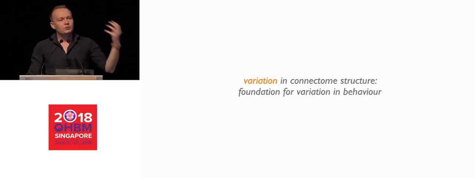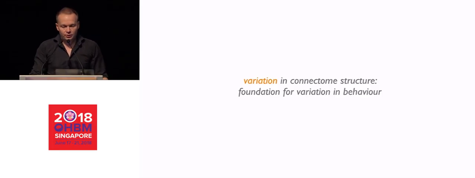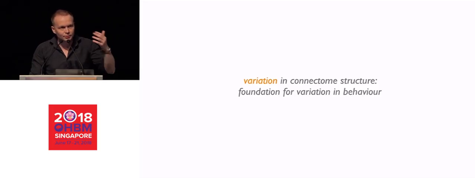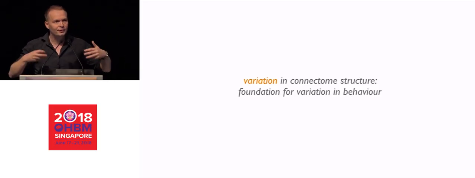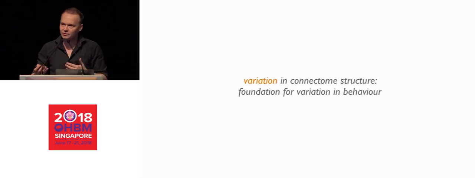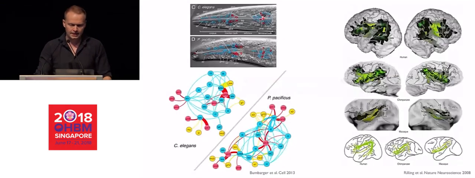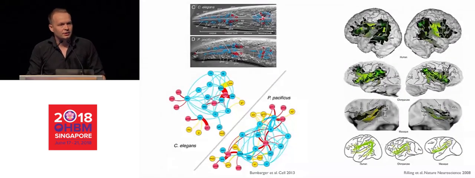Now, as we can use comparative connectomics to start looking at variation in connectome structure, we can also look at how variation in connectome structure between species might perhaps form a foundation for variation in behavior. And I think this is a particularly sexy thing to do, right? And there are not many studies out there yet, unfortunately. So I urge you to start doing this. But I found a few gems, and I think they're really worth highlighting.